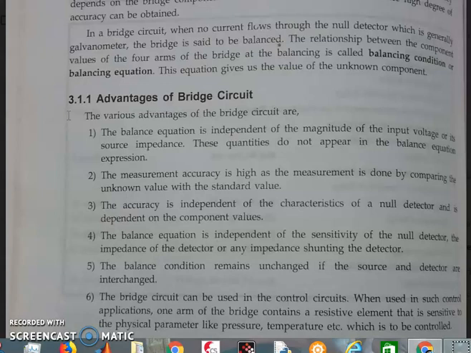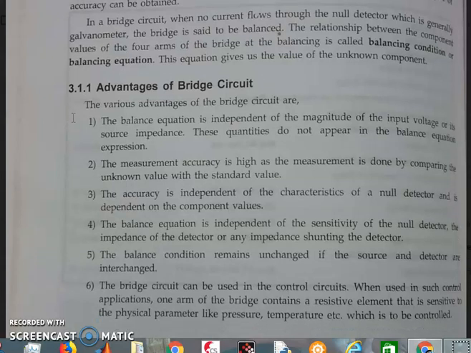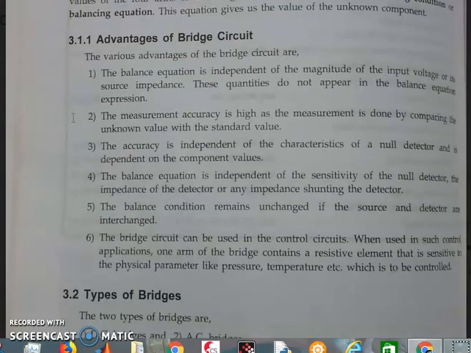Third, accuracy is independent of the characteristics of the null detector and depends on the component values. Fourth, the balance equation is independent of the sensitivity of the null detector, the impedance of the detector or any impedance shunting the detector. Fifth, the balance condition remains unchanged if the source and detector are interchanged. Sixth, a bridge circuit can be used in control circuits.